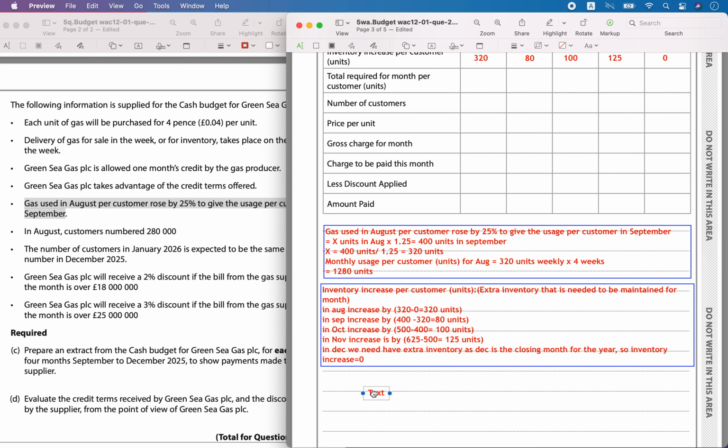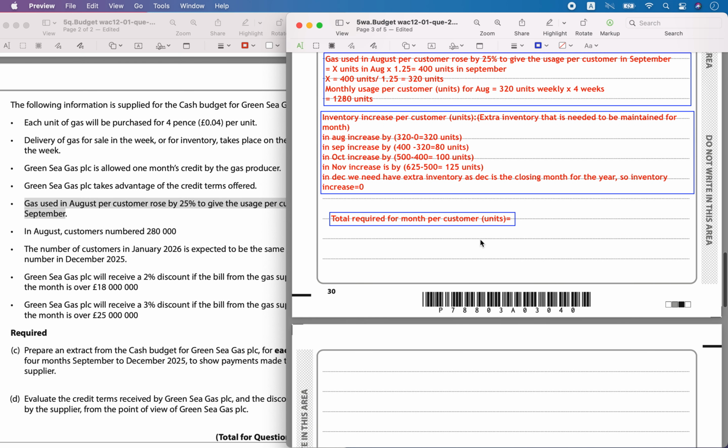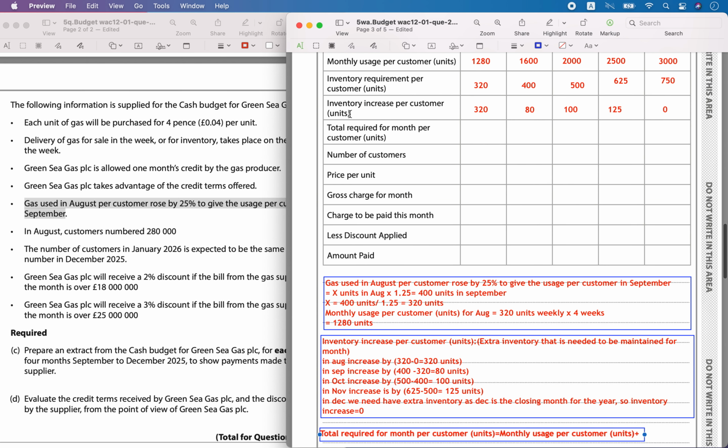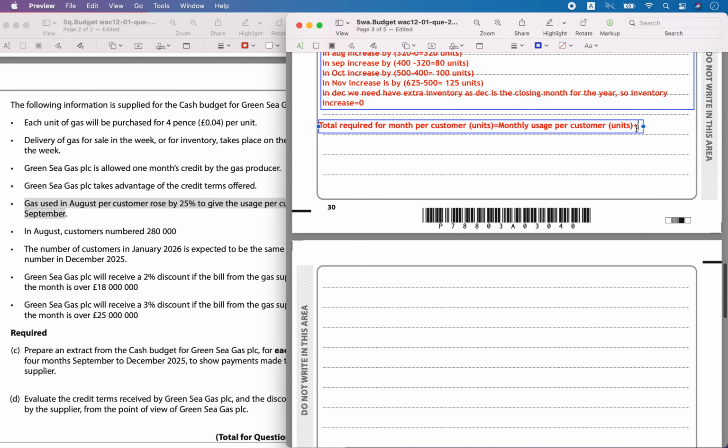Then the total required for the month per customer we will calculate. So this is calculated using the monthly usage per customer plus the increase. Okay, every week at the beginning they will have, and what is the extra amount that needs to be purchased every week is added up. Okay, so the monthly usage for September is 1600.